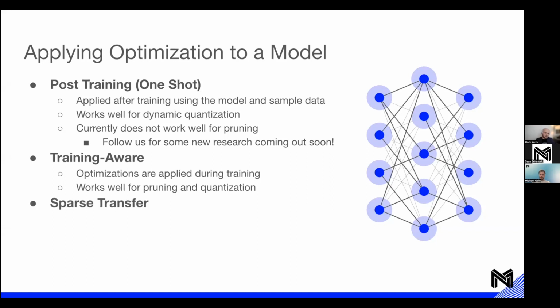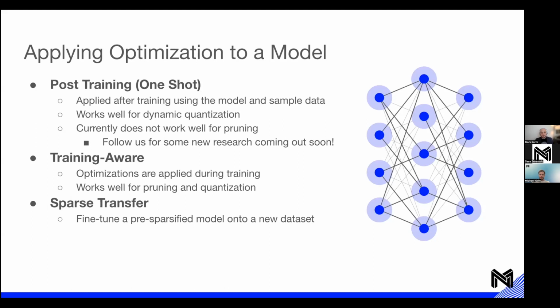And finally, we have sparse transfer. So this is where we're going to fine-tune a pre-sparsified model onto a new data set. So for example, we can take a pre-trained BERT or a pre-trained ResNet 50 that have been sparsified on larger data sets. So BERT, on top of the Wikipedia data set, for ResNet on top of the ImageNet data set. And what that creates is a general sparse architecture that can now be fine-tuned onto whatever data set you'd like.